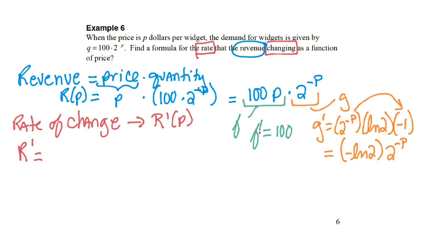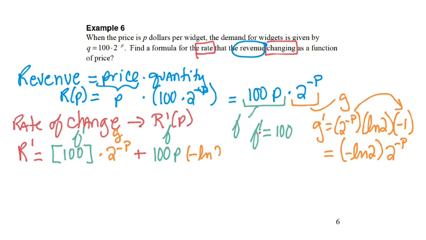So remember, the formula says start off with F prime, which for us was 100, times the original G, so just the 2 to the negative P power, plus, and then we have the original F function of 100P times the derivative of G, which is the negative natural log of 2 times 2 to the negative P. You can't clean up either term. There's really nothing to multiply. You could rearrange a few terms.